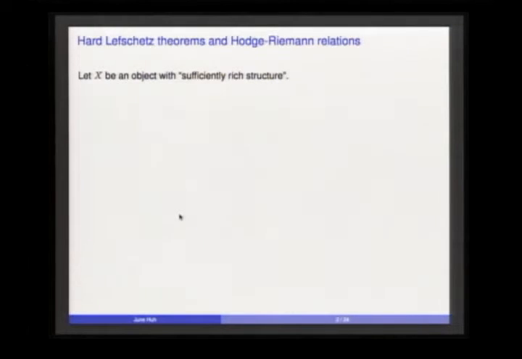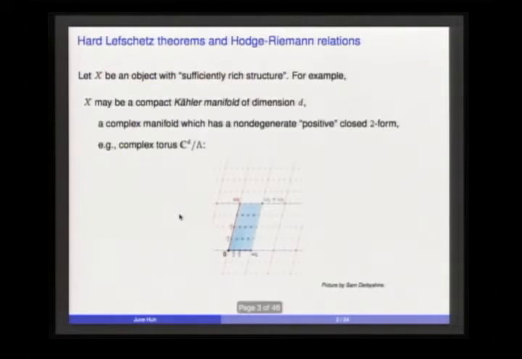So let's say you have an object X. X is a mathematical object. And I want to be sufficiently vague so that I cannot possibly be wrong. So let's just say X has sufficiently rich structure, whatever that means. My impression is that the condition we are looking after has something to do with the notion of convexity. But again, I don't want to be very precise. So we have our X. What do you want to prove about X? So here are some known, but before going to that, let me show you a list of examples that qualify as having sufficiently rich structure.